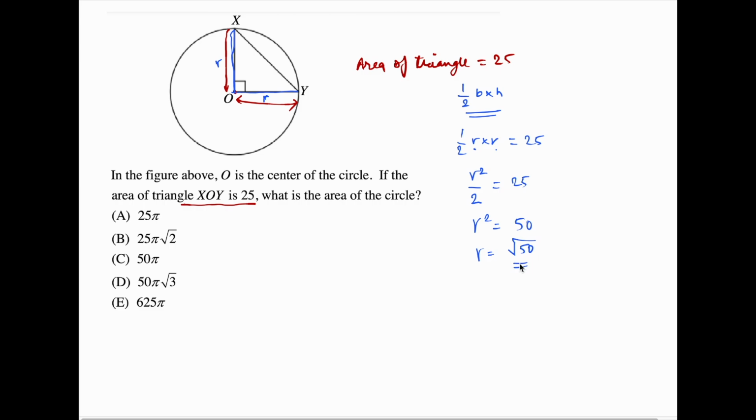So this is the radius, and they are asking us the area of the circle. To calculate the area of the circle, we use the formula pi r square. We know the value of r now, root 50 whole square. The square root and square cancel, so 50 pi is the area of the circle. So option C is the correct answer to this question.